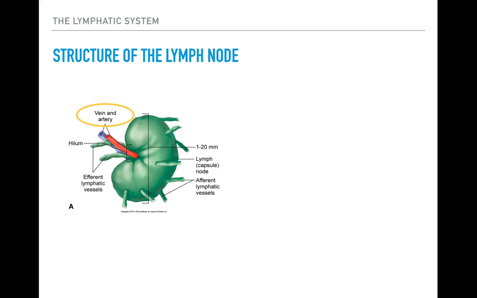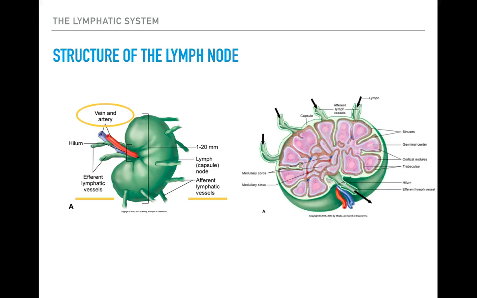Notice too that we have what are referred to as afferent vessels. These are the vessels by which lymph enters the lymph node, and through efferent vessels, lymph exits a given lymph node. Looking at the internal structure, notice the germinal center. The germinal center is the site where antibodies develop and where they mature.